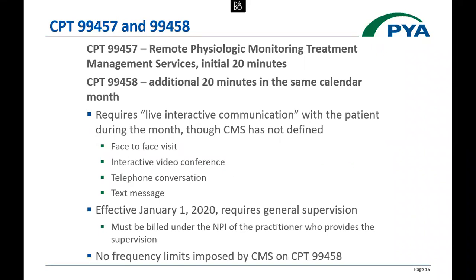So 99457 and 99458 are for the treatment management. So this is the actual provider services. And as mentioned at the onset, 99457 is for the first initial 20 minutes, and 99458 is for additional 20 minutes within the same calendar month. CMS does switch there because before we were saying in 30-day increments related to 453 and 454, but here they are referring to a calendar month.